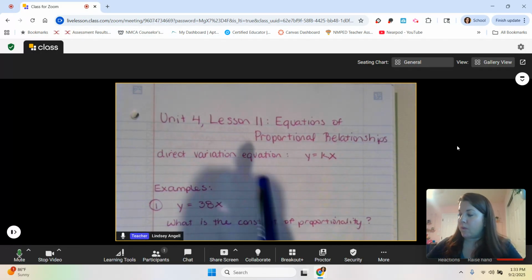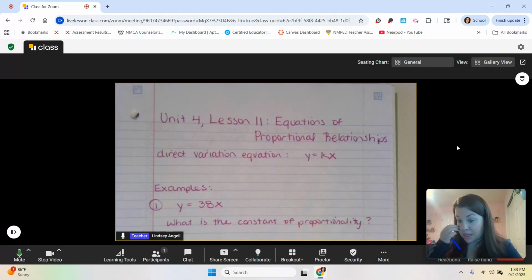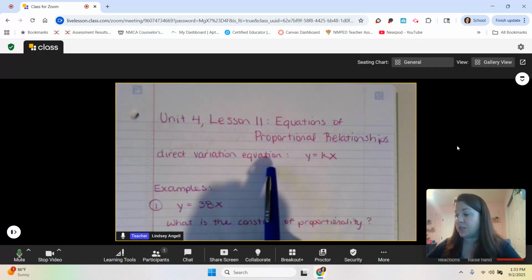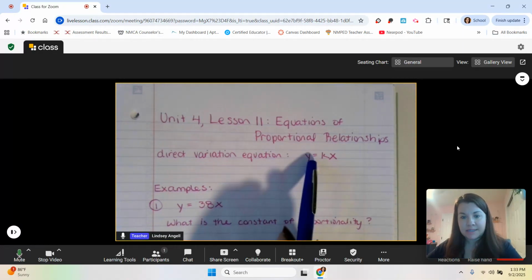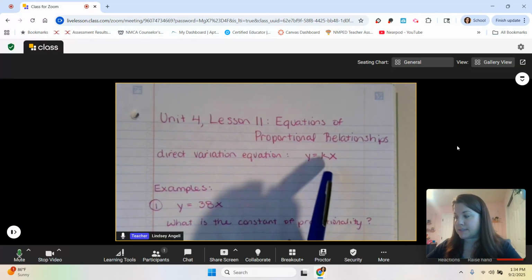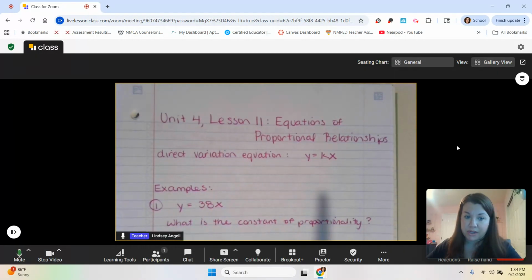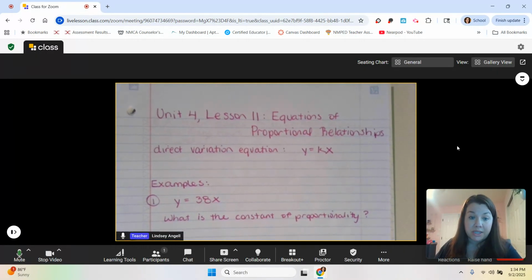So one new vocabulary term that is brought up in this lesson is direct variation equation. And it's that same equation that we were already using to find the constant of proportionality, okay? So this is nothing new. We've already been working with this, but now they're referring to it as a direct variation equation.